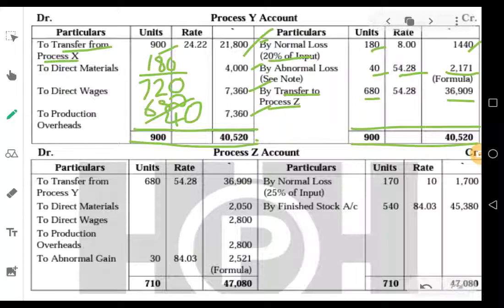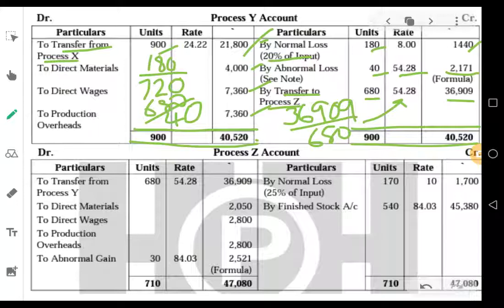Before transferring to process Z, you should find out the cost per unit at which it is transferred. To calculate the cost per unit, divide 36,909, that is the value of the amount, by 680 units. You will get 54.28. That will be the closing of the process Y account.